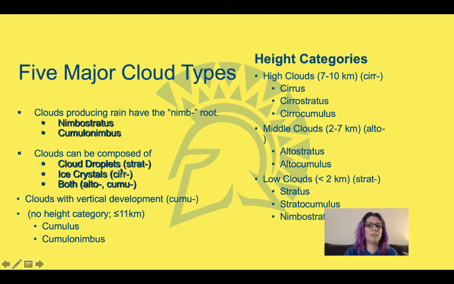This right here is what I just explained about the height categories. And see, the ones that have the vertical development don't have a vertical category to them, because they will go from the low to the high. They have this vertical piece to them, so they're going to cross over between levels.